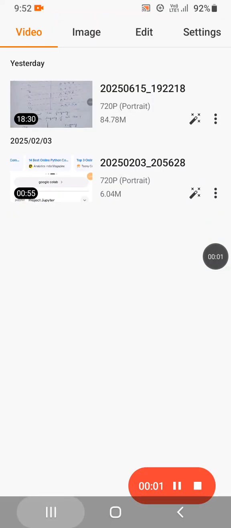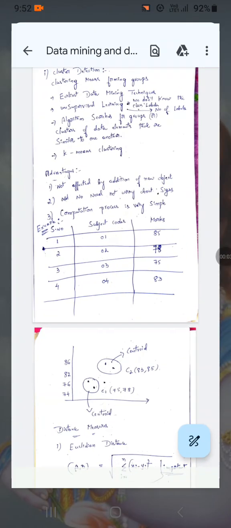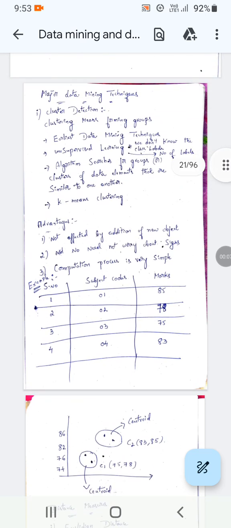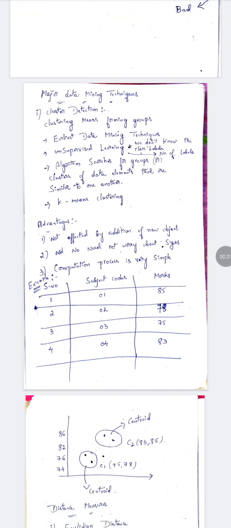Today I am going to explain K-means clustering, because it's a very useful technique in data mining also. Among the major data mining techniques, there is cluster detection, and within cluster detection, there is K-means clustering. In a previous video, I explained the DBSCAN algorithm, which is relevant to K-means only. K-means is the base part of the clustering technique.